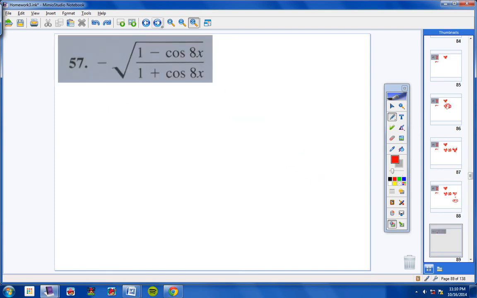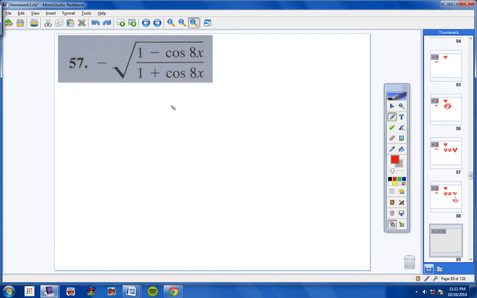Moving on now to number 58. Now this one was really tough, so please pay attention. They want us to go backwards and use the half angle formulas to simplify this. The problem is this doesn't match any of your identities. So here's what they suggested.